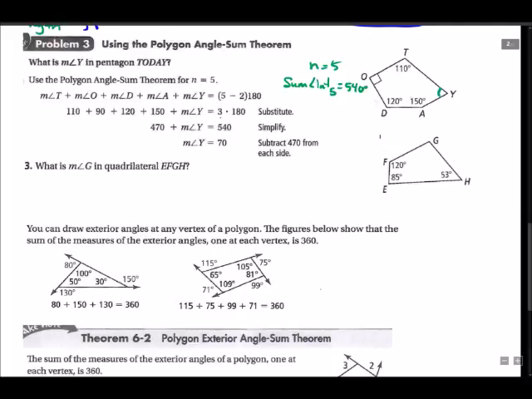Well, we know that's 90 degrees, nice little right angle there. We know if we add all of these up and subtract it from 540, the measure of angle y turns out to be 70 degrees. Nothing new here. We've done this on triangles for a long time.